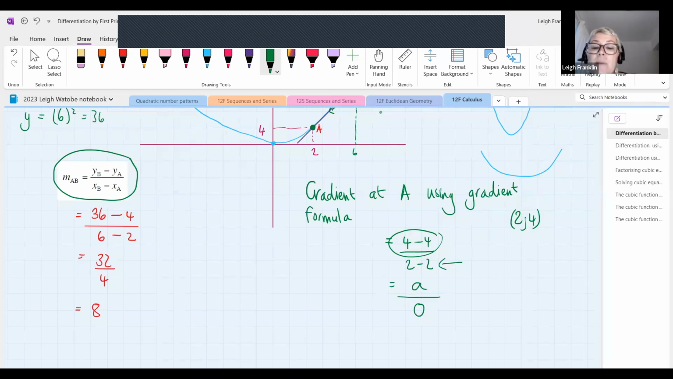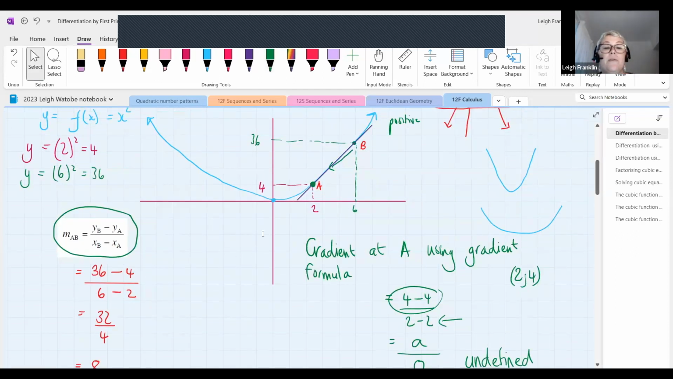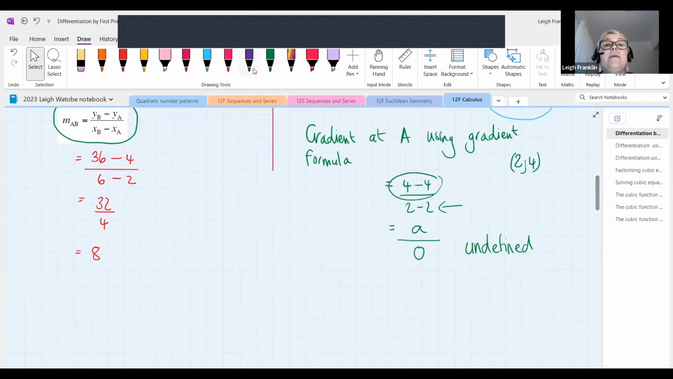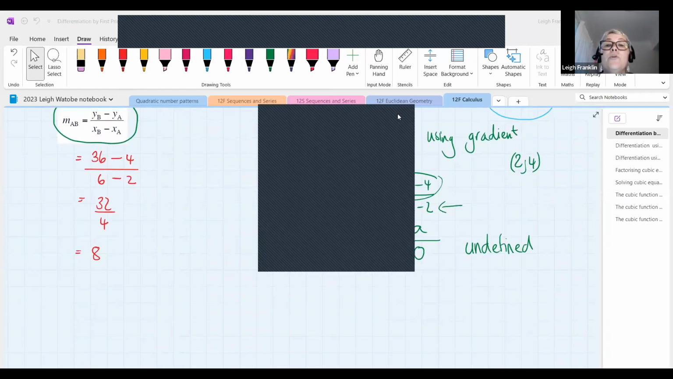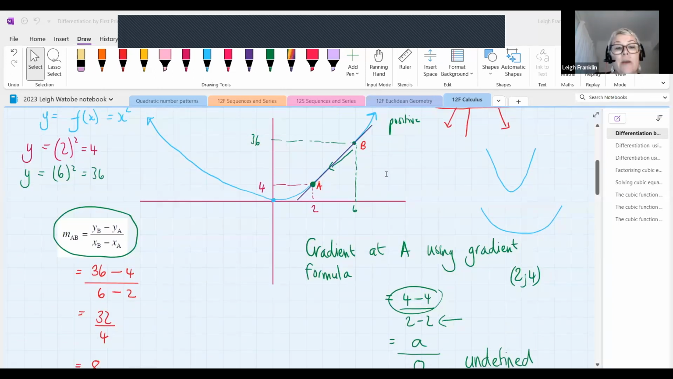I cannot divide by 0 because then my gradient would be undefined. So if I try to calculate the gradient at any particular point using traditional methods, I find that my gradient is undefined and I can't determine what it is. Here I got a nice answer of 8. Here it's ending up being undefined. So mathematicians needed to be really clever and figure out a way around this problem. So what they discovered was this.